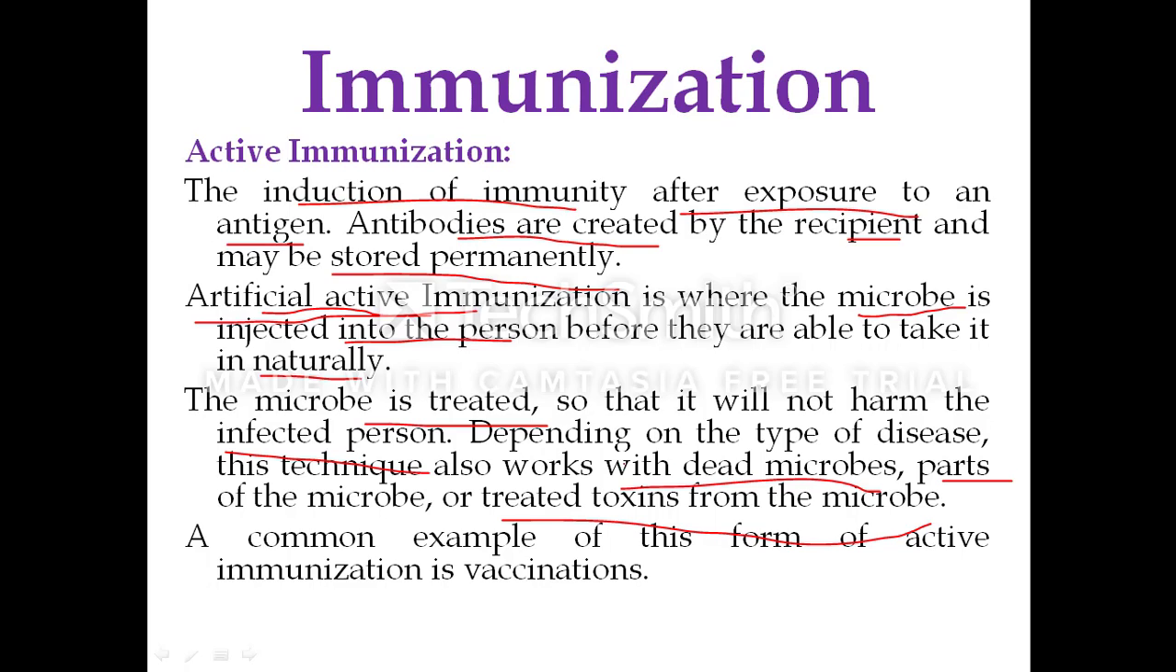This technique may involve dead microbes, parts of the microbes, or treated toxins from the microbes, which could be used for raising active immunization. When you inject that into the organism, it will raise immunity. The best example is the vaccination of the individual against a particular disease. So when you do active immunization, the antibodies will be raised.